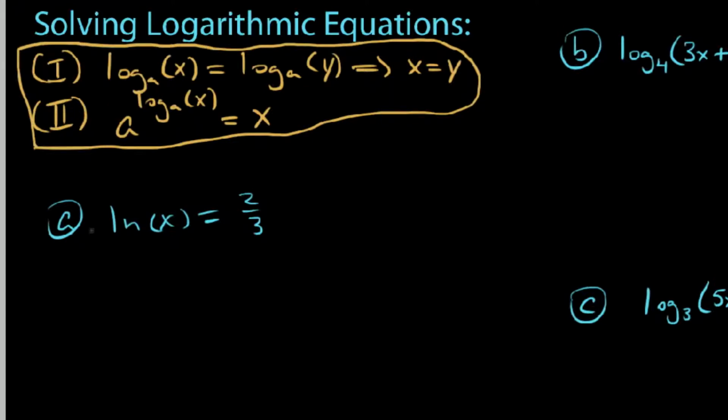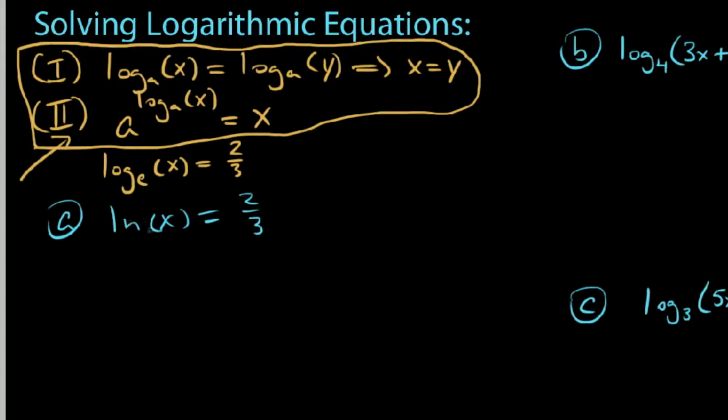So let's go ahead and take a look at letter A here. ln of x is equal to 2/3. Now the first thing I want to mention is this. Recall that ln of x is really an elegant way of saying log base e of x is equal to 2/3. So what we want to do here is undo a logarithmic thing by using its inverse, which is this second property up here.